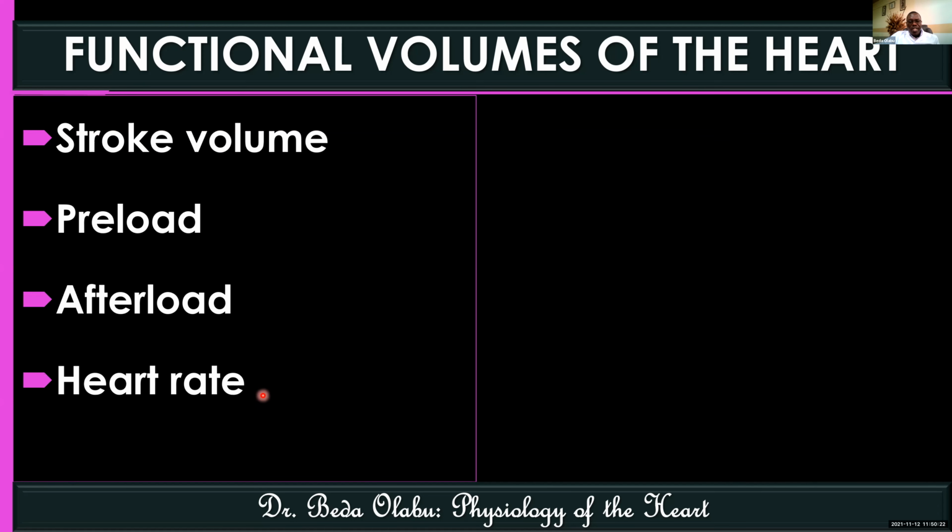I want us now to define the heart rate. This refers to the number of beats per minute. You are aware that the normal heart rate is about 60 to 100 beats per minute. A beat is actually one single cycle. So the number of cycles in 1 minute is what you call a heart rate. If the heart rate is below 60, you call that bradycardia. And if it's above 100, you call that tachycardia in an adult.